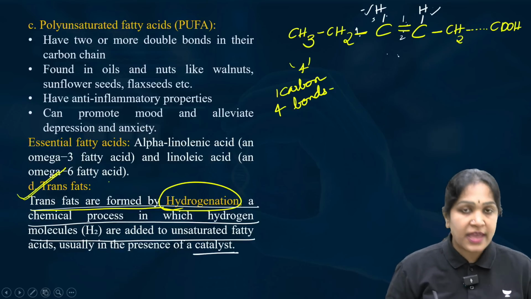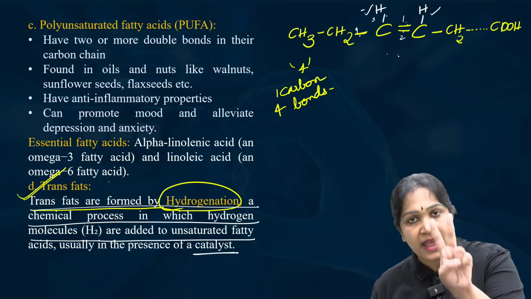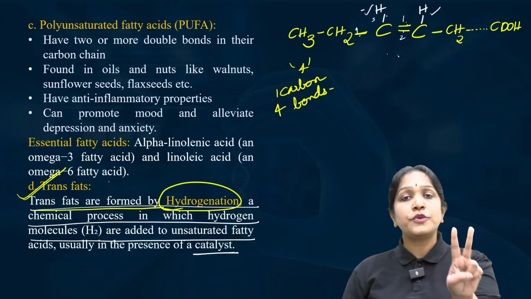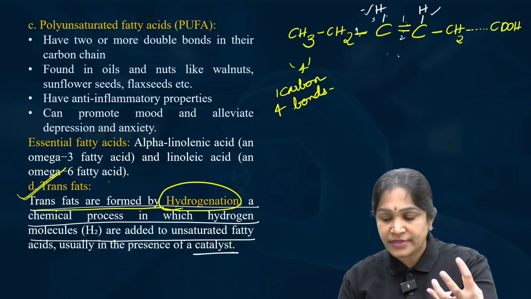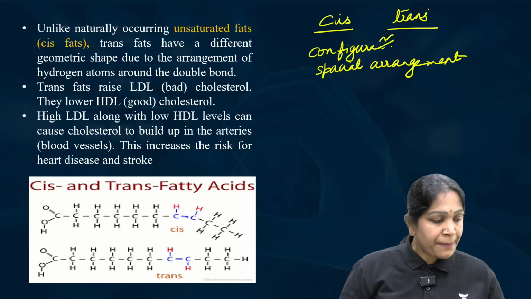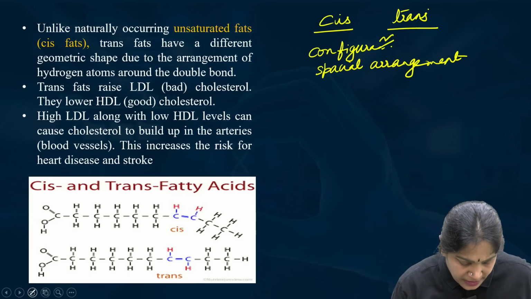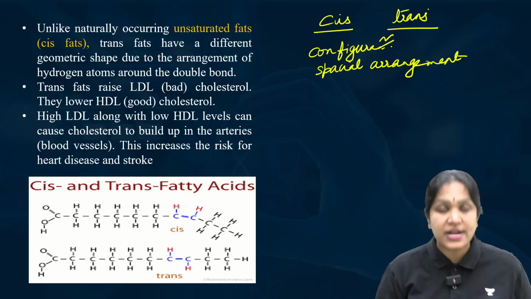Now, hydrogenation is completed. 2 hydrogen atoms are added. With the addition of 2 hydrogen atoms, the triple bond became a double bond. But now, depending on where the two hydrogen atoms are added.